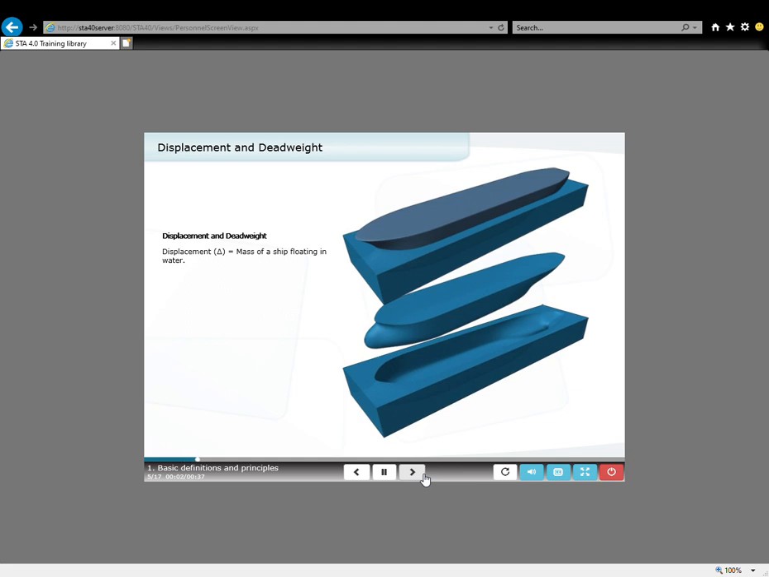Displacement is defined as the mass of a ship floating in water. This mass is measured in tons and is normally represented by the symbol delta. The weight of displacement equals the volume of displacement of a ship multiplied by the density of the water in which the ship floats. Dead weight is defined as a measurement of the ship's total carrying capacity. This includes the total weight of cargo, fuel, fresh water, stores, provisions, crew, and items, excluding the actual weight of the hull and fixed machinery.